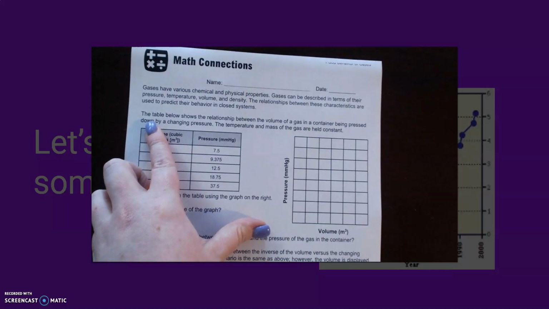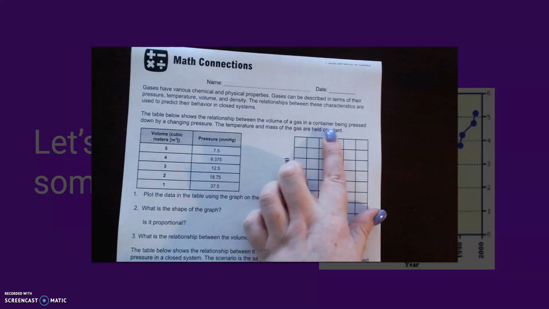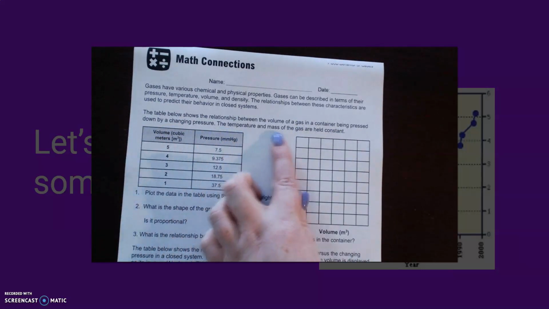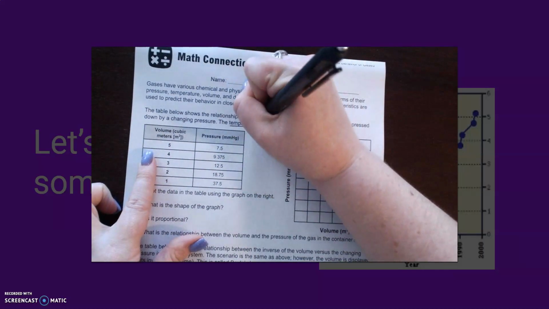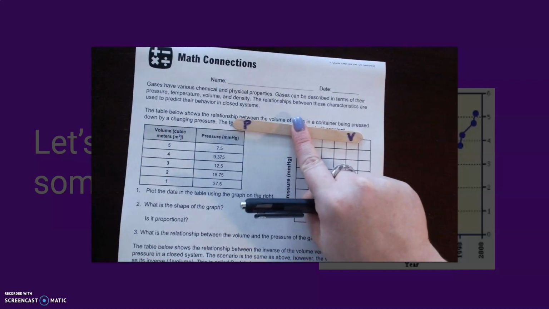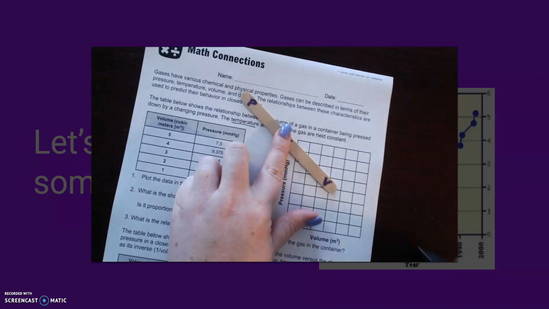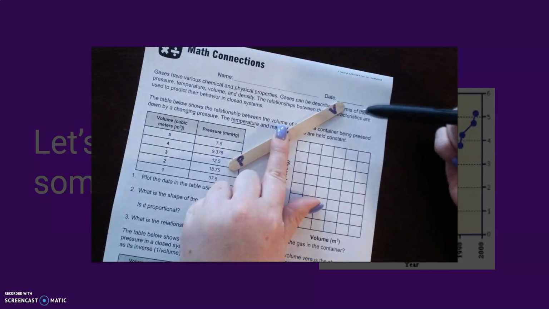This scenario says that the table below shows the relationship between the volume of a gas in a container being passed down by a changing pressure. The temperature and mass of the gas are held constant. So I can see that my temperature is constant. And on my stick, if my temperature is constant, if I increase the pressure, I should expect that I'm going to have a decrease in volume. Or if I decrease the pressure, I should expect that I'm going to have an increase in volume.